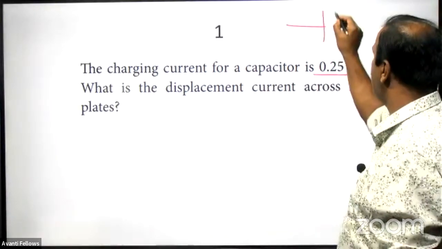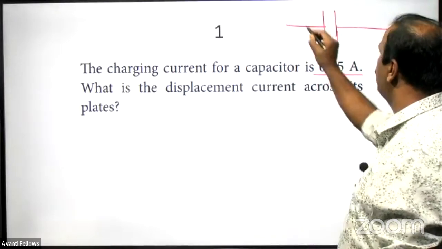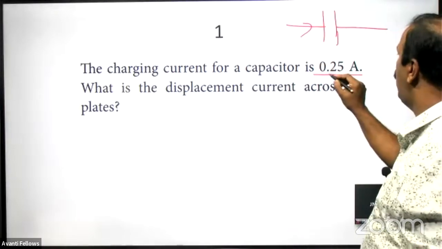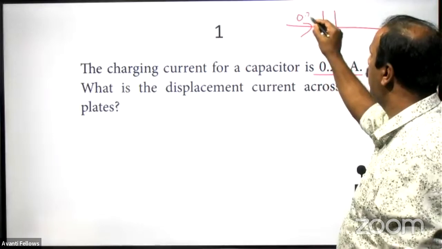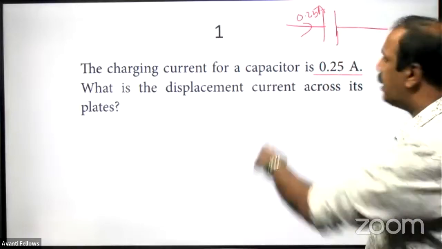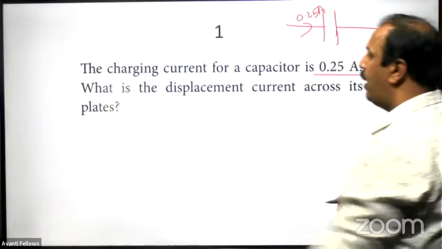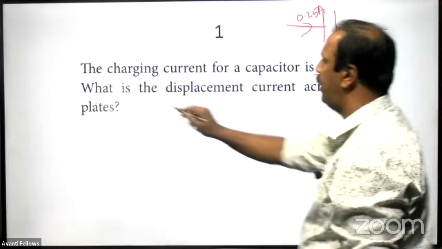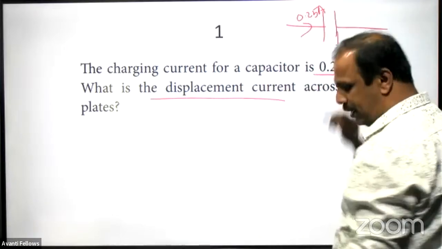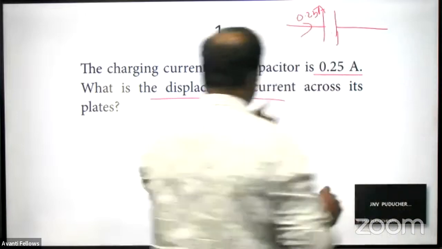You think about a capacitor like this, and this capacitor we are charging. So we have a current of 0.25 ampere here. When this current is passing through this, what is the displacement current across its plates? That is, the displacement current will be inside this. So I think it will be clear for you.